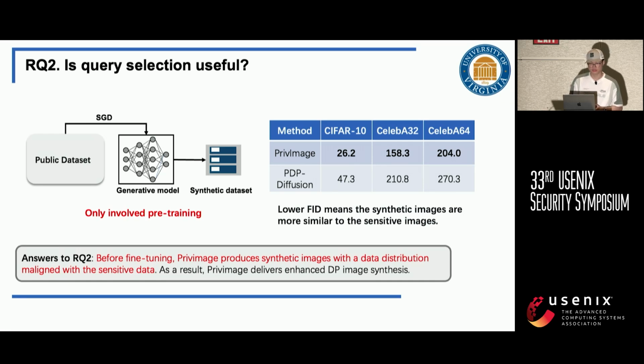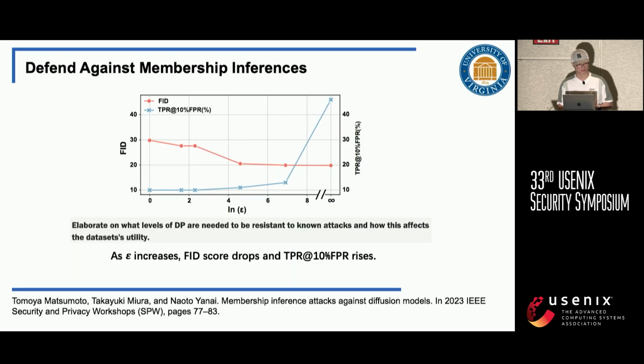In research question 2, we want to explore whether query distribution is useful. Here, we directly pre-train the generative model on the public dataset, without fine-tuning, and directly use it to generate synthetic data. Before fine-tuning, PrivImage produced synthetic images with a data distribution closer to the sensitive dataset.